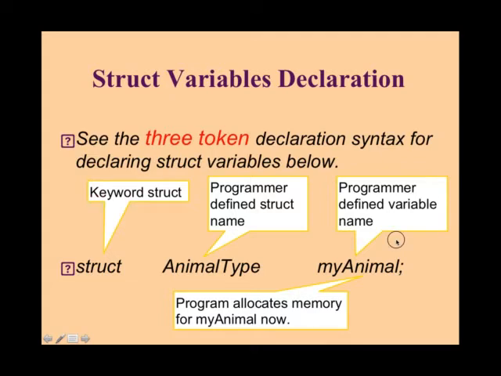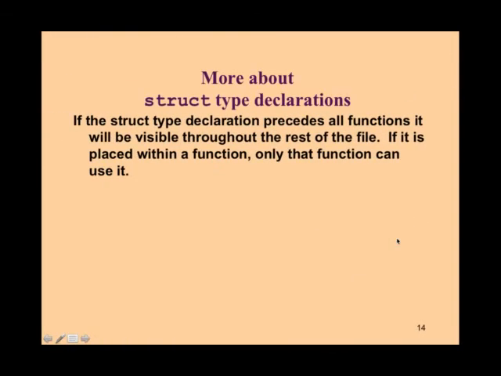We're going to talk a little bit more about struct declaration. If the struct declaration precedes all functions or prototypes, then it would be visible in the rest of the file. You could place it inside a function, but then only that function can use it. So usually a struct declaration is a global declaration. Okay, that makes more sense.